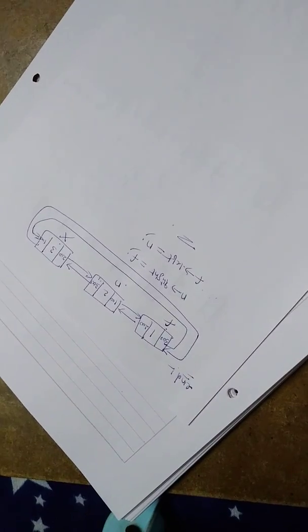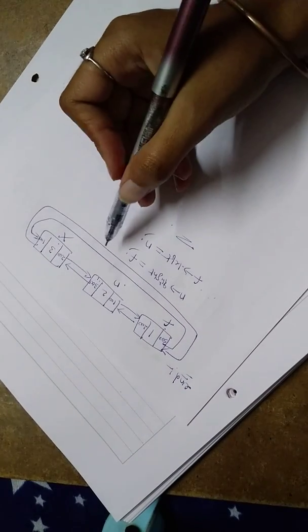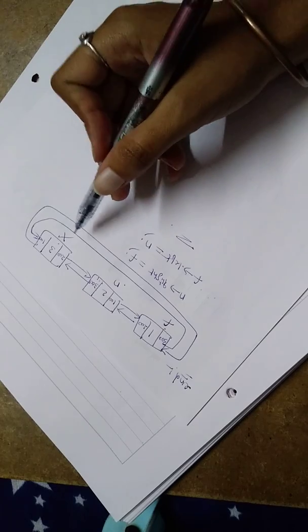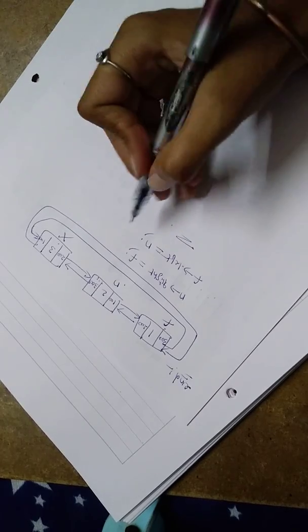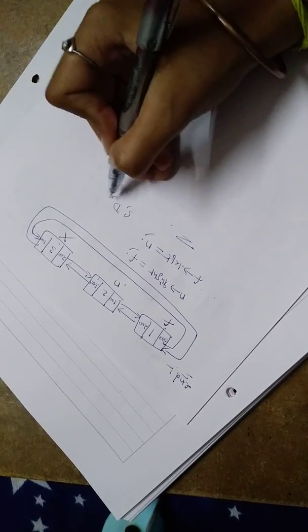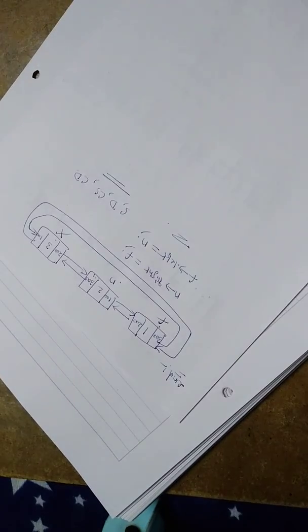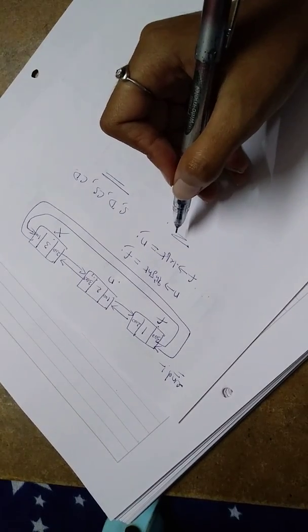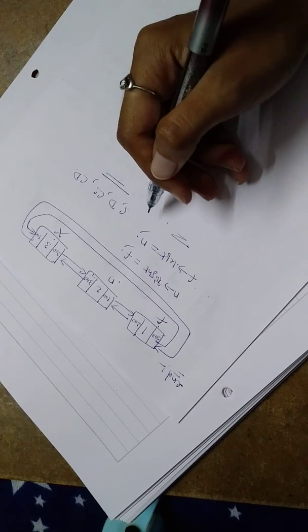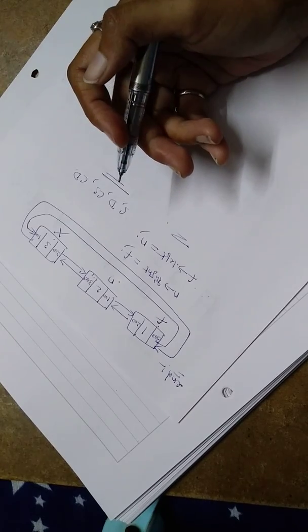In this way we can insert and delete the elements in the beginning, middle and end in single linked list, double linked list, circular single linked list, circular double linked list. And in the next tutorial we are going to learn about the applications of linked list, where it can be used, where it is used.